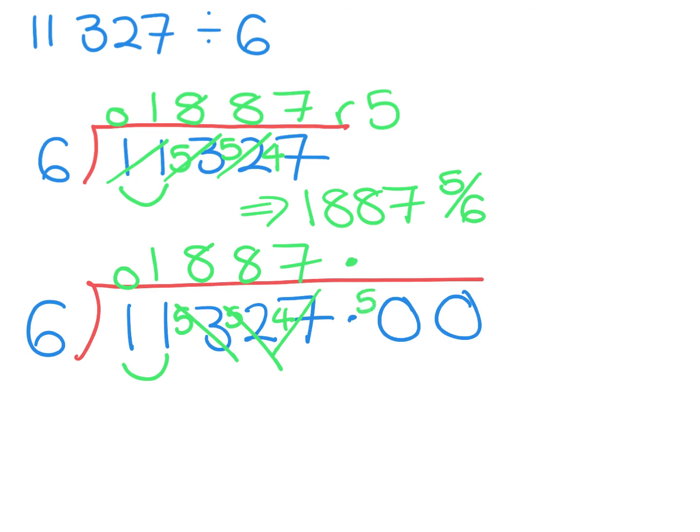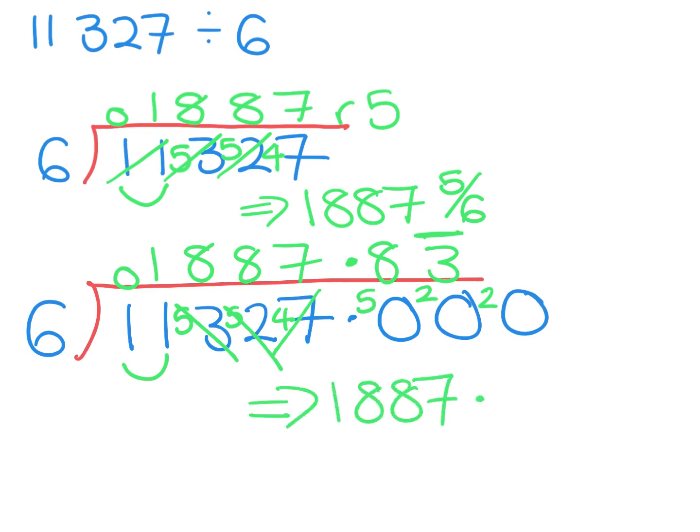Put my remainder, so 6 into 50 goes 8 times, 2 remainder. 6 into 20 goes 3 times. I'm going to end up with 2 remainder again. So I don't need to do it. I know that I can just put in the recurring, because I will continually get 3s. So therefore my answer would be 1,887 and 83 hundredths.